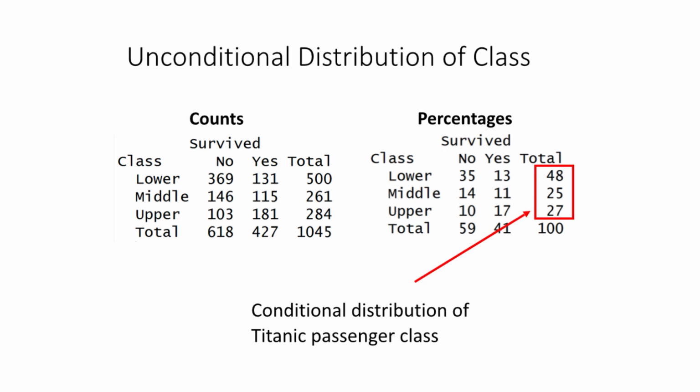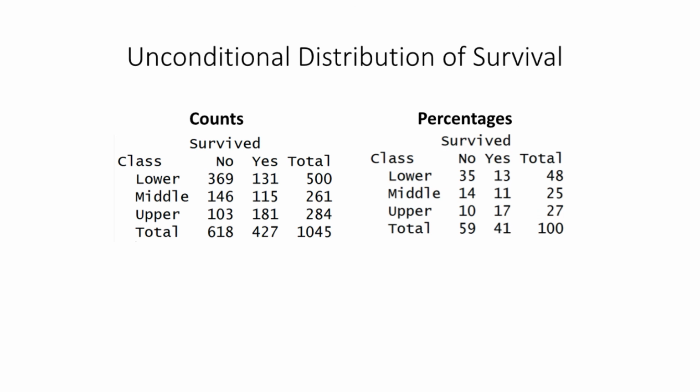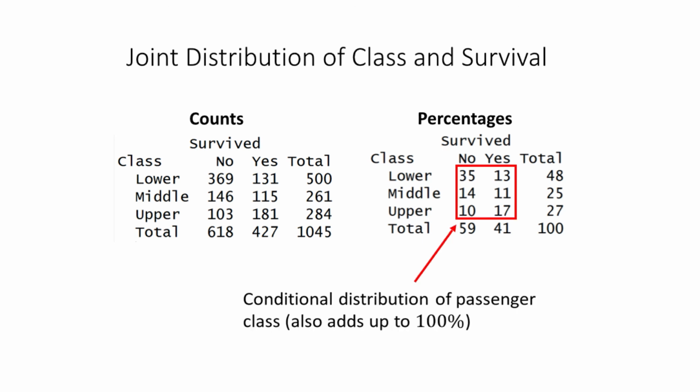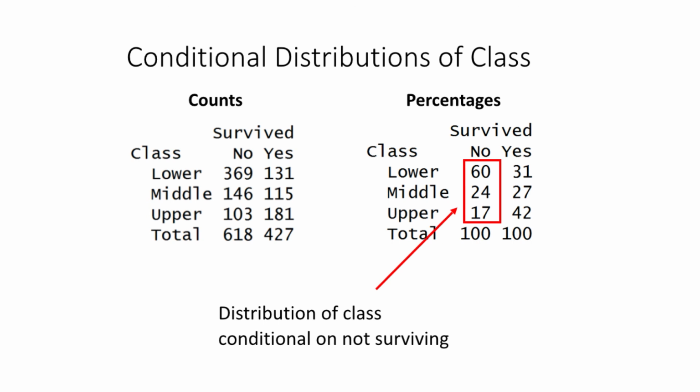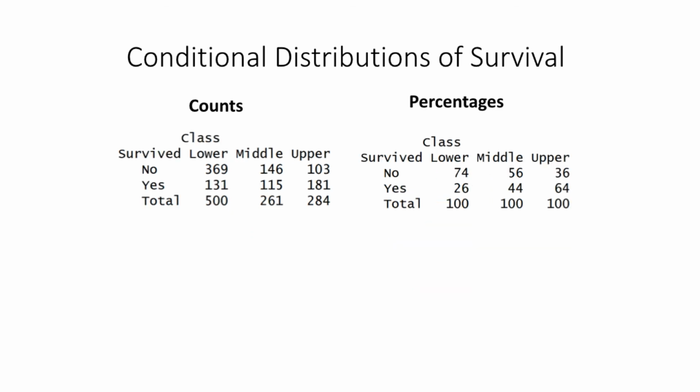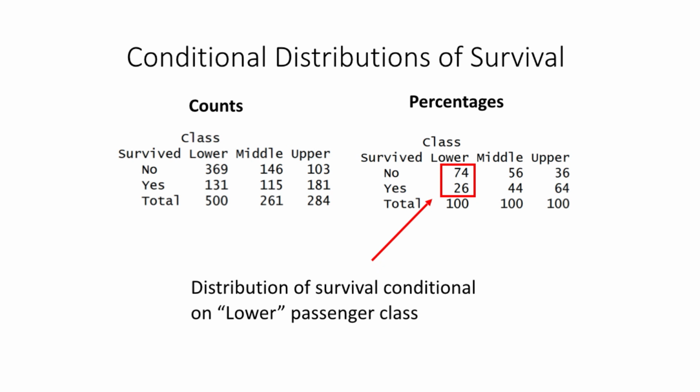When we look at contingency tables, it's useful to reference the idea of an unconditional, joint, or conditional distribution. Here's the unconditional distribution of class that we've highlighted, and here's the unconditional distribution of surviving the Titanic. The joint distribution is given by the particular cells, and this adds up to 100. Conditional distributions are given here: the distribution of class conditional on not surviving, the distribution of class conditional on surviving, and then conditional distributions of survival.